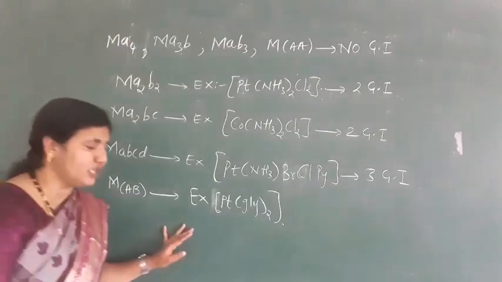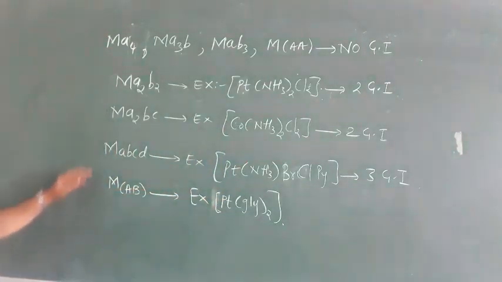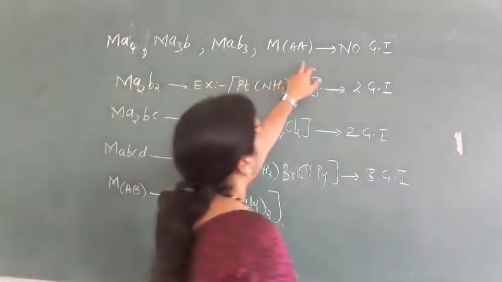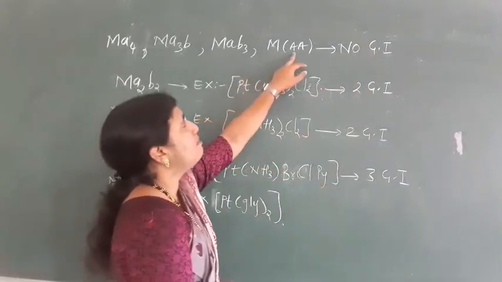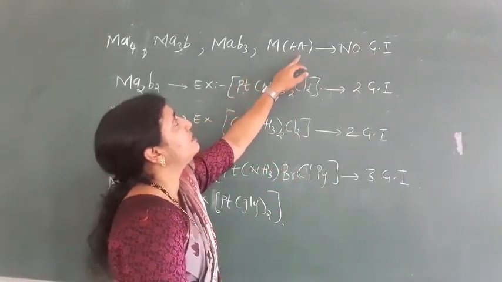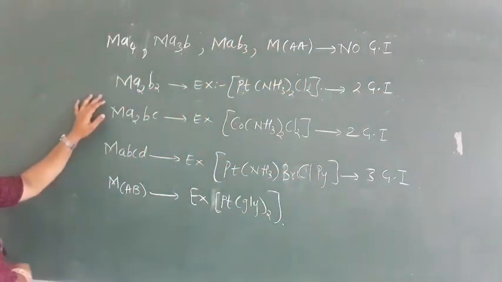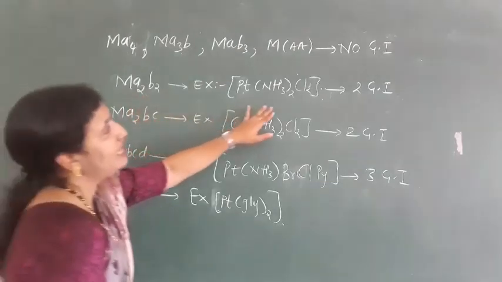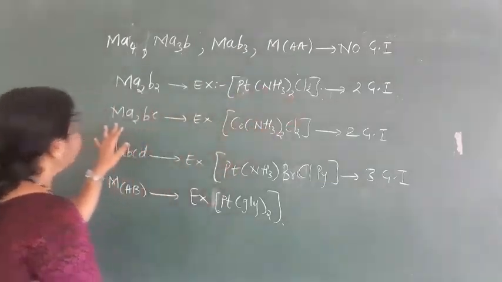In coordination number 4, square planar geometrical isomerism, first we saw that MA4, MA3B, MAB3, and M(AA) have no geometrical isomerism. Here capital letters mean a symmetrical bidentate ligand, with no geometrical isomerism. Next we saw the MA2B2 type. In this we have two geometrical isomers. The example was platinum diammine dichloro.